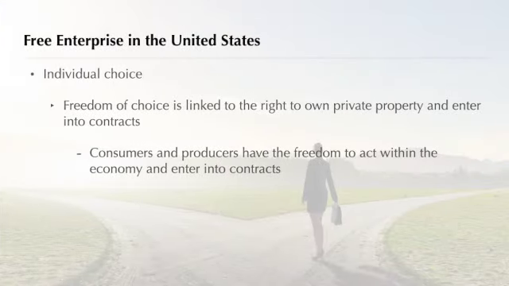Property owners, laborers, producers, and consumers in the United States enjoy freedom of choice. This freedom of choice is closely linked to the right to own private property and to enter into contracts. Property owners are free to use or dispose of their private property as they choose. Laborers are free to pursue job opportunities. Producers are free to make whatever goods and services they wish. Consumers are free to buy those goods and services that best meet their needs and wants.